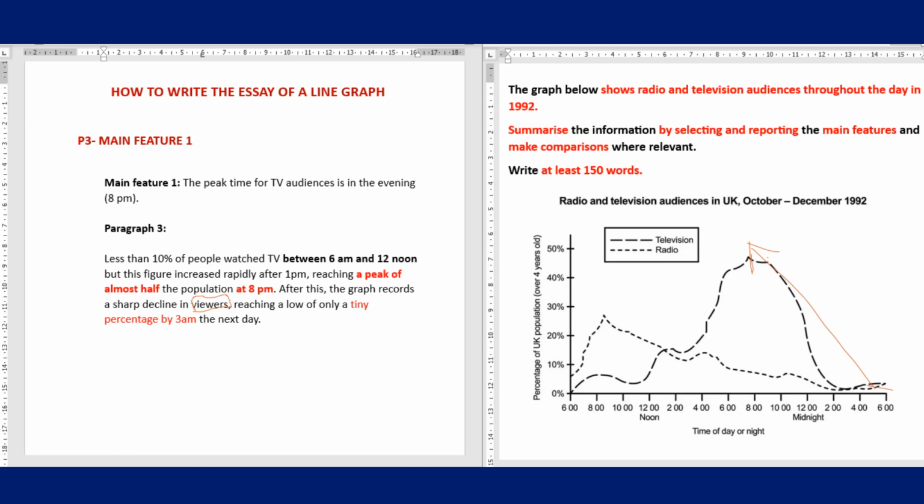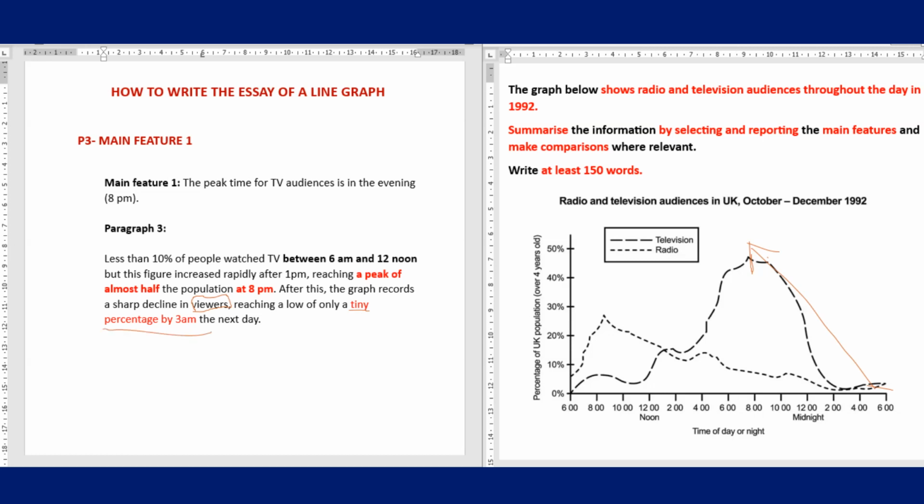So this is what we call using keywords, using synonyms or a wide range of vocabulary. Wide range of vocabulary is not about getting big words, it's about using different words in a particular context. Okay, being able to express yourself properly in a particular context using other words. So you don't need to get big words for that. So after this, the graph records a sharp decline in viewers, reaching a low of only a tiny percentage by 3 a.m. the next day.